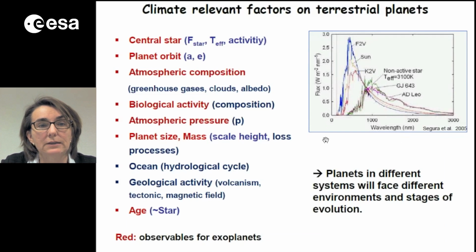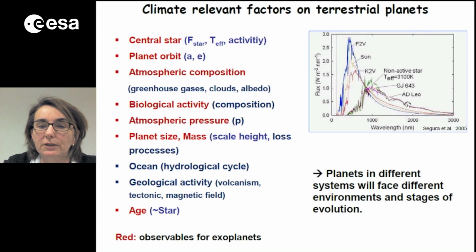So if you look at the next slide, it gives us an overview and a list of the climate relevant factors on terrestrial planets. And the most relevant factor is the central star, as we will discuss in the next slide. And in our case, the central star is a G-type star, shown here. The spectrum of the Sun is shown here in yellow, where the spectrum peaks in the visible wavelength range. And this is the same for earlier type stars, hotter F-type stars, but also cooler K-type stars, which again peak more or less in the visible range.